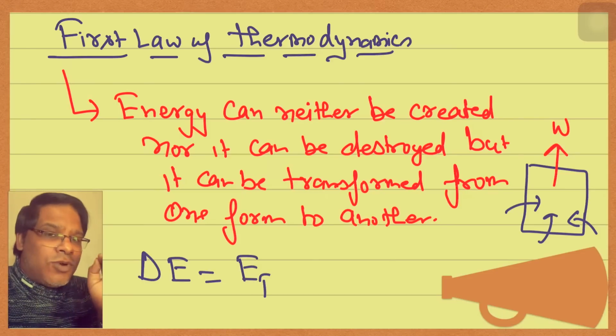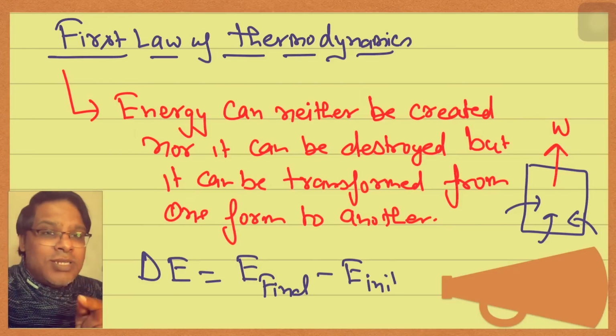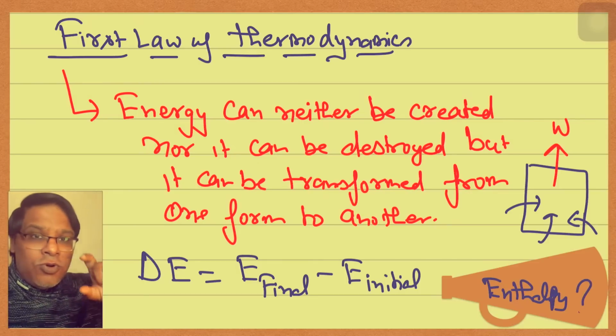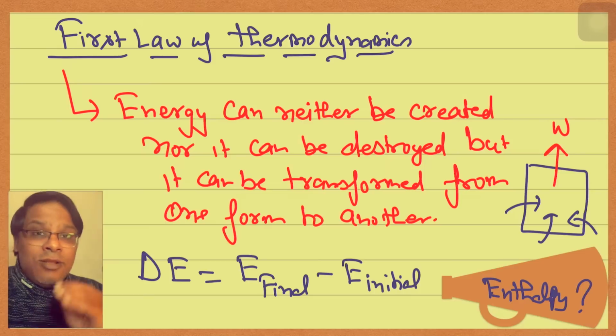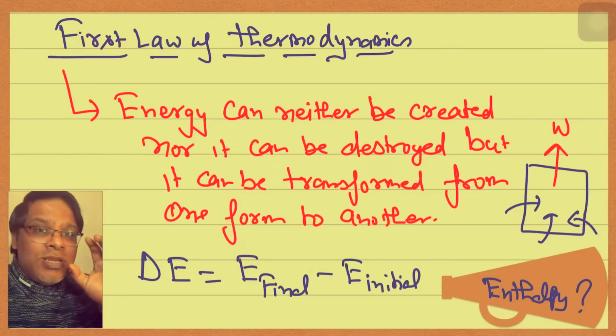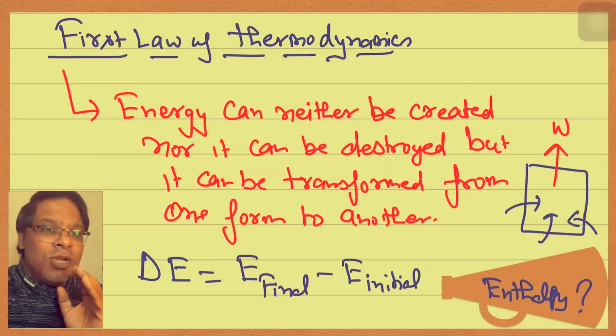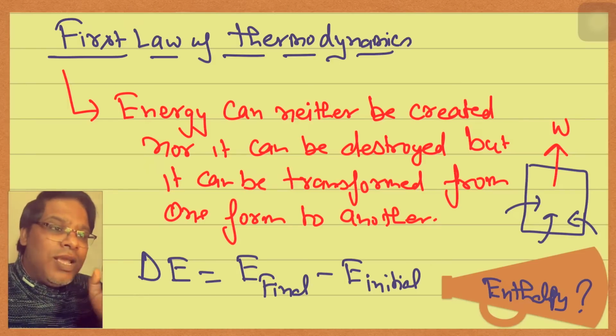So here, if you calculate the change in energy, delta E, it will be equal to E final, the total energy within the system at the final condition, minus E initial, the energy content within the system at the earlier position. So delta E is equal to E final minus E initial.